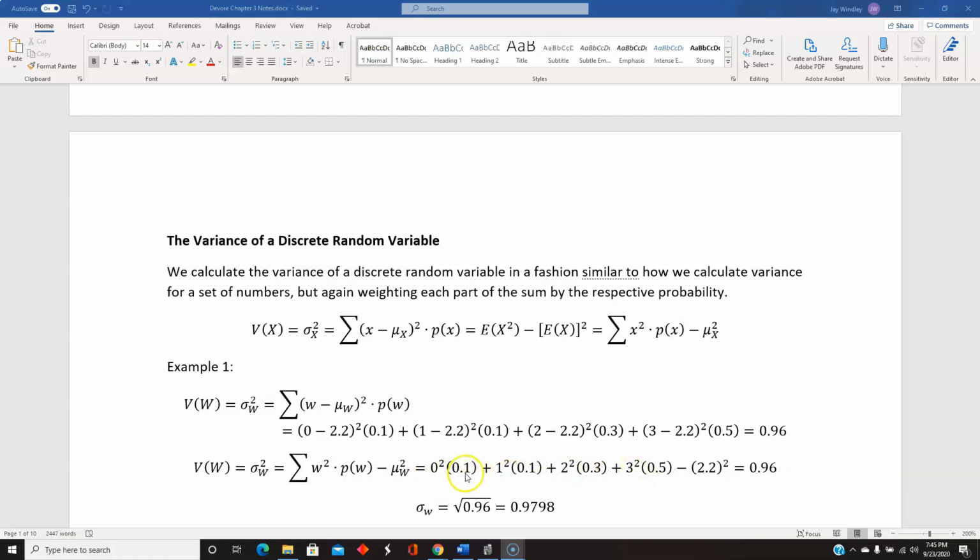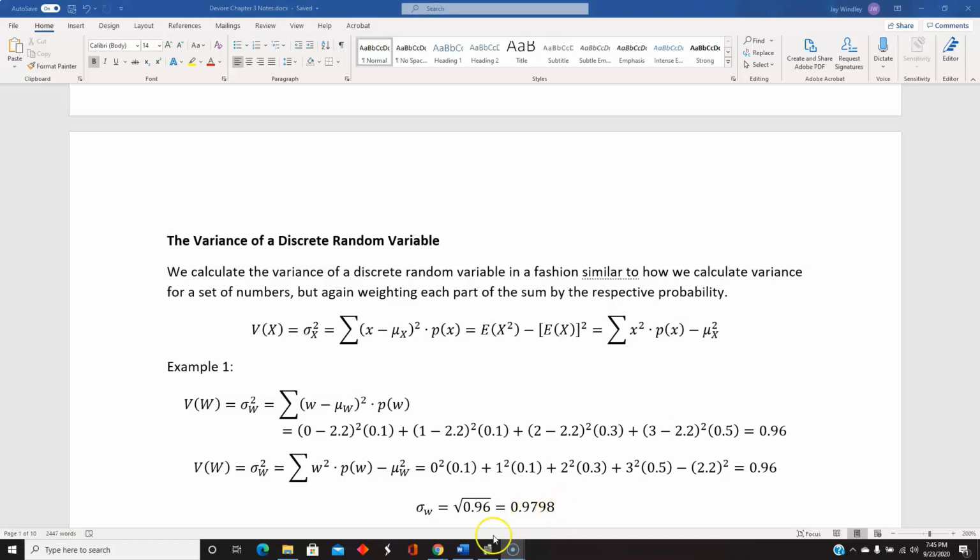0 squared times the probability of a 0, 2 squared times the probability of a 2, and so on. And then after that summation is done, subtract the mean squared, and that gives you the same 0.96. So whichever way you calculate that 0.96, you can take the square root of that, and then you have the standard deviation.